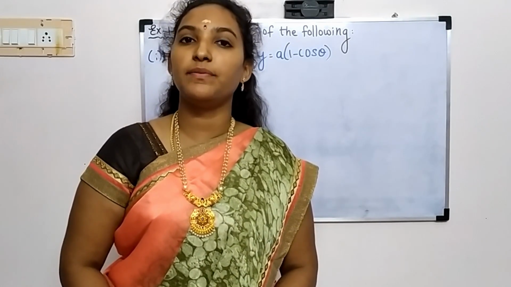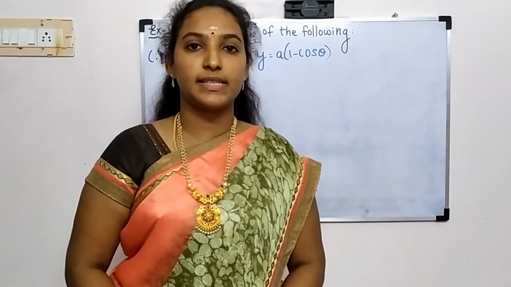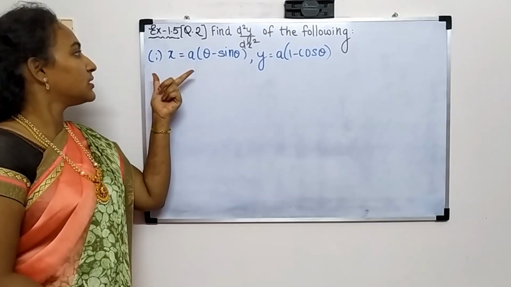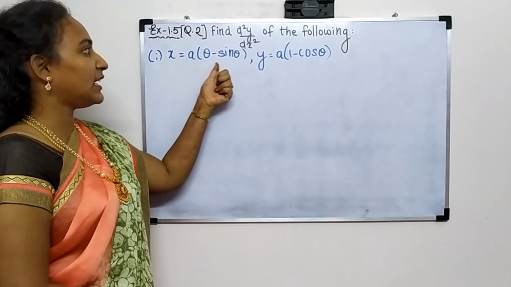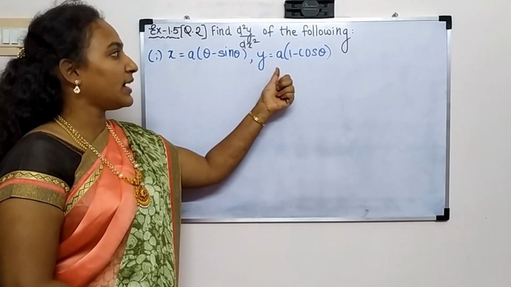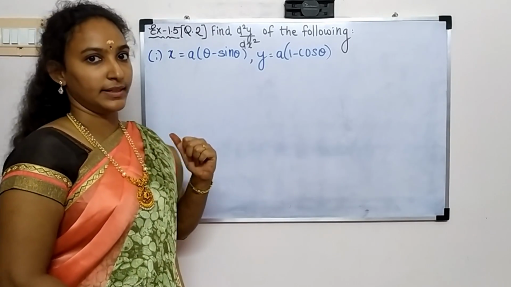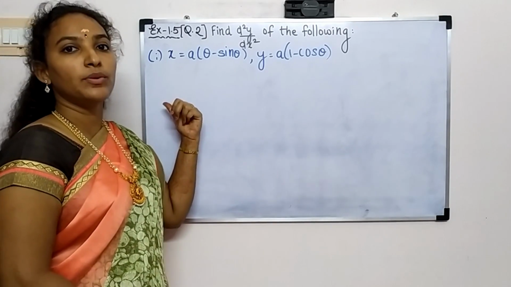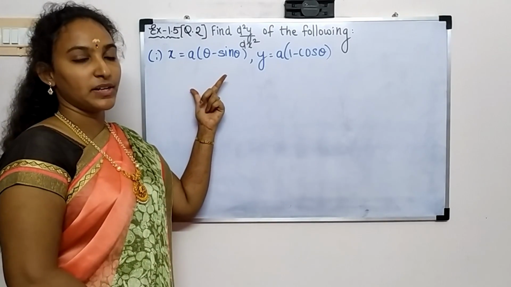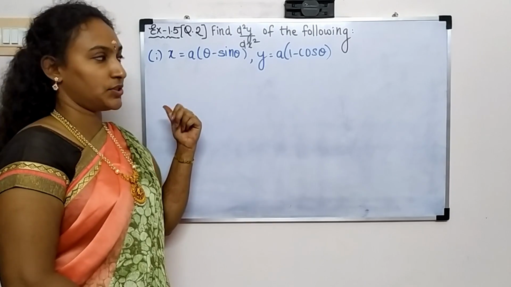Today we are going to start with question number 2 of exercise 1.5. So this is our question number 1. We have x equal to a(theta minus sin theta), y equal to a(1 minus cos theta). This is a parametric function. We all know how to differentiate a parametric function using parametric differentiation.